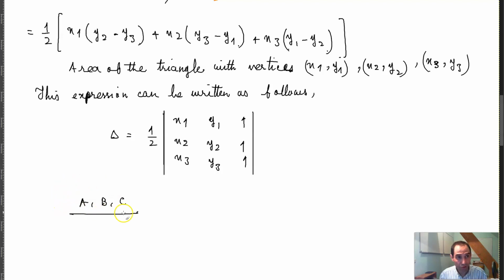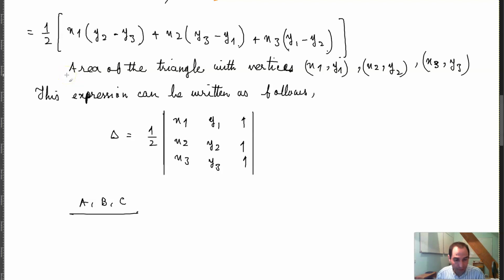Now there is something interesting here that I would like to think about a little bit, but let me take a few minutes rest and I'll be back with these 3 collinear points.